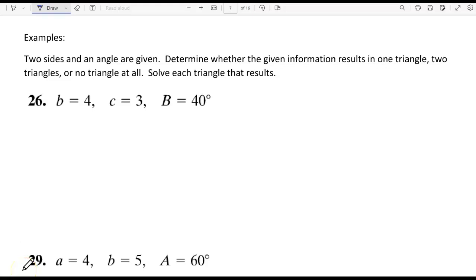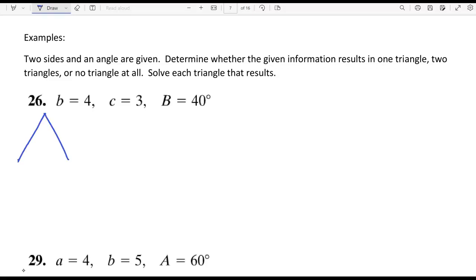So let's look at a few more examples. This is going to be the special case, that side-side angle. And like I said before, a side-side angle can result in 0 triangles, 1 triangle, or 2 triangles. 0 triangles means that that information just won't work to set up a triangle. So let's look at these. It's going to help if you draw a picture of what's going on.